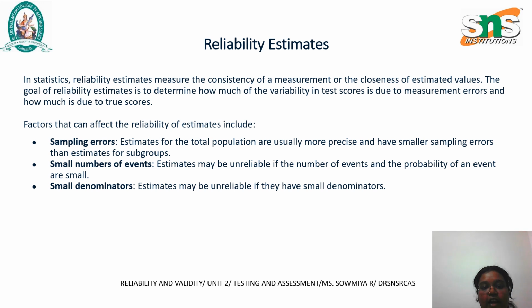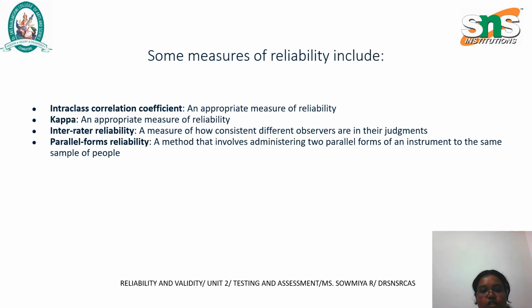Test reliability estimates are statistical measures that indicate the consistency of a measurement instrument such as a test, quiz, or assessment. Here are some common reliability estimates. The types of reliability estimates are: test-retest, where the correlation coefficient measures the correlation between two administrations of the same test; and Cronbach's alpha, which measures internal consistency reliability ranging from 0 to 1.